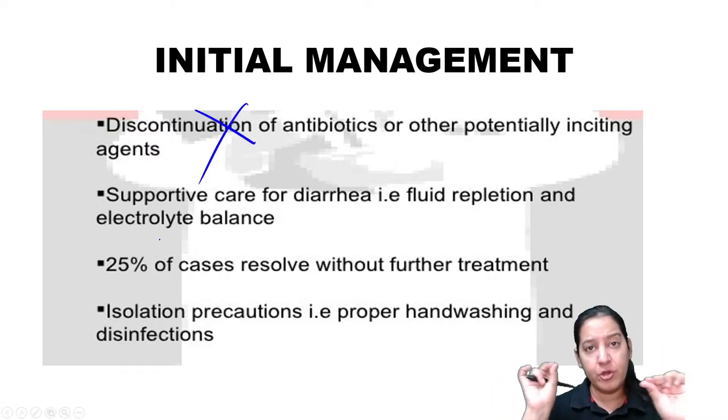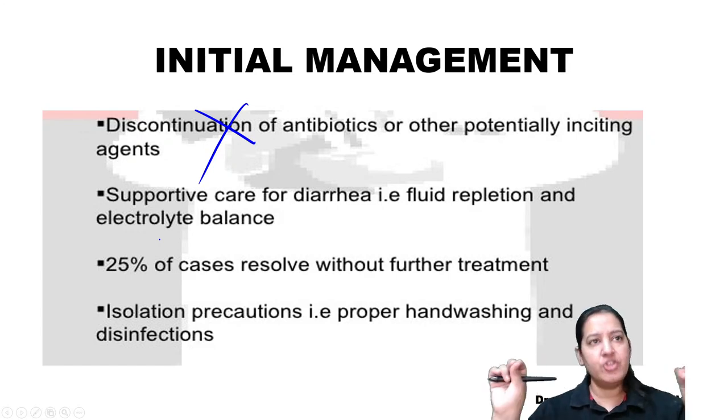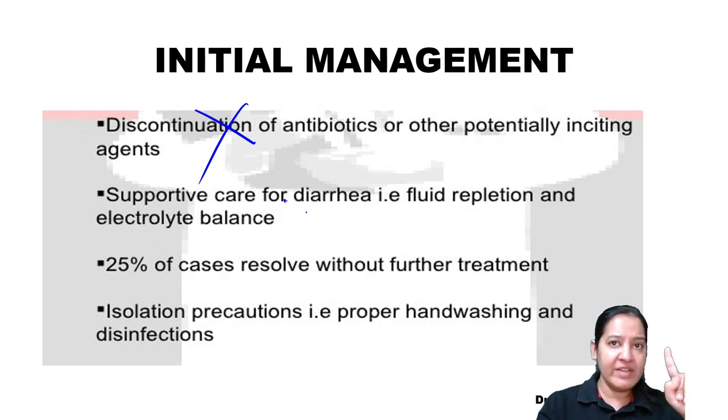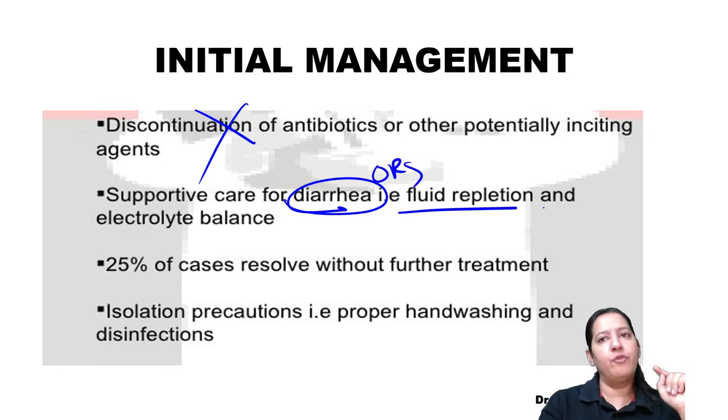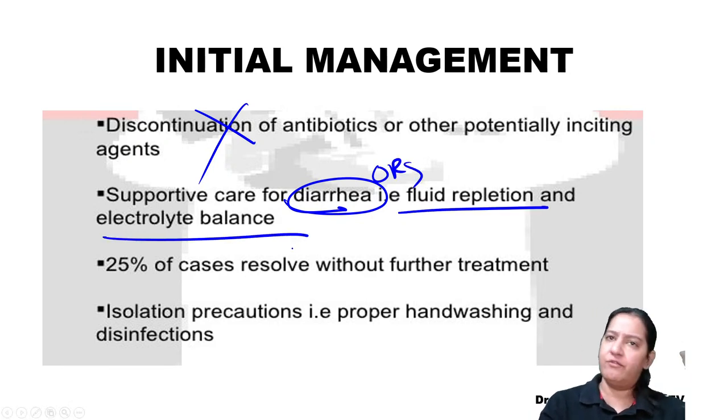The first thing you have to do is discontinue the antibiotic. Discontinuation of the antibiotic is the first thing. The patient is having severe diarrhea, so now give ORS. Give fluid repletion, give electrolyte balance, give ORS, give fluids, water.